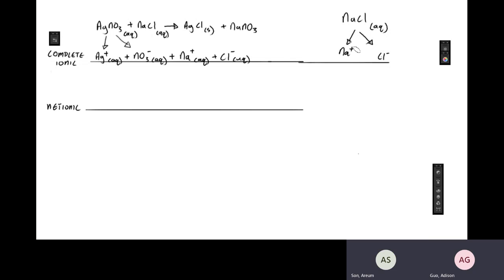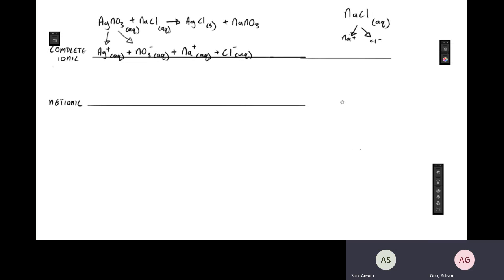So aqueous means it's soluble? Actually, aqueous technically means that it's already dissolved. Do you know your solubility rules? No. Oh, okay. That's all right. Well, I'll basically just show them to you. Yeah, I wrote it down on my notes. Let me just quickly grab an image, solubility rules. It's just a big chart you're going to have to memorize or just keep in mind when you're doing this. All right. This one's probably good enough.